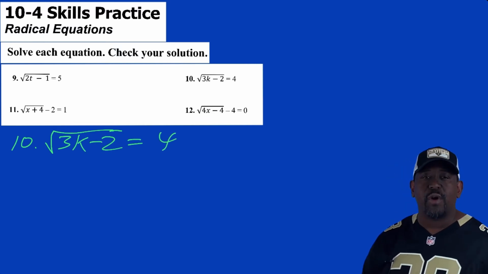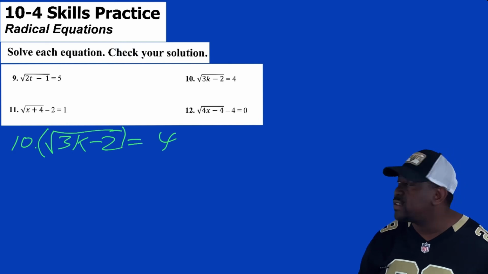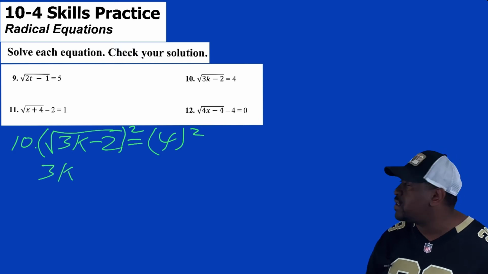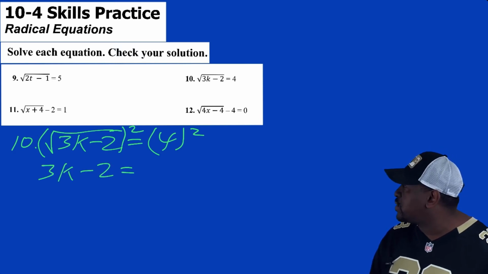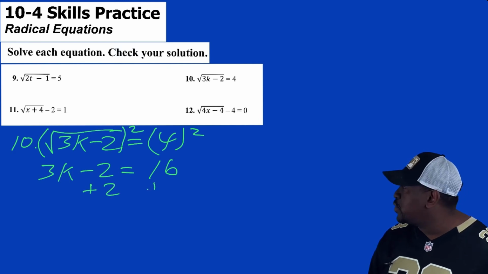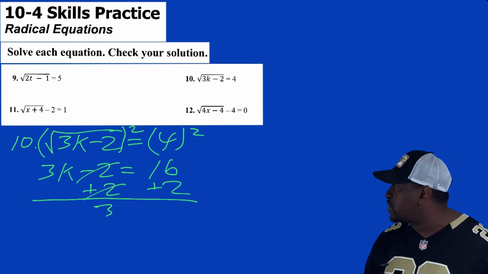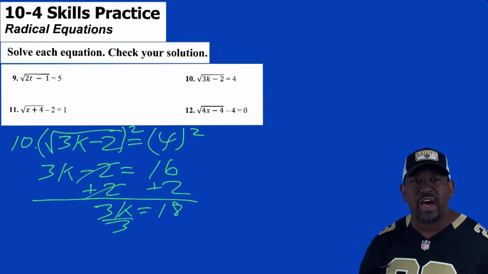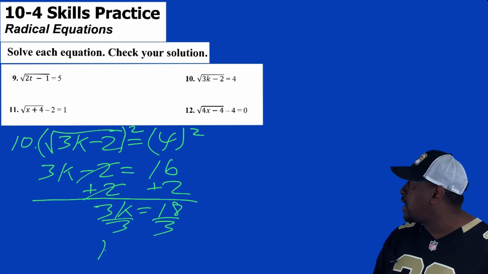To get rid of our radical, we square both sides. By doing that, we will get 3k minus 2 on the left side of the equal sign. 4 squared is equal to 16, because that's 4 times 4. We will use inverse operations to add 2 to both sides to get rid of negative 2. We will get 3k equals 18. We will divide both sides by 3 to solve for k, and k is going to equal 6.